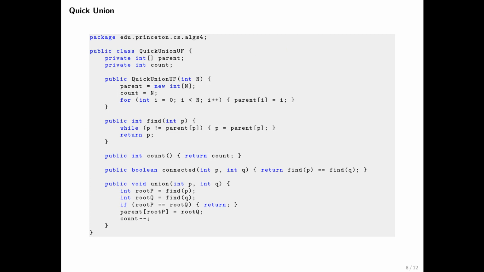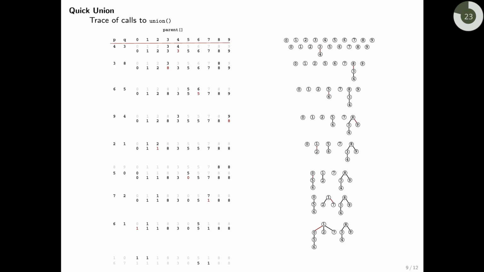Let's now look at a trace of calls to the union method from the quick union implementation of the UF API. So here what we are looking at is the parent array. Okay. And initially, this is how it's initialized. The parent of 0 is 0, parent of 1 is 1, 2 is 2, and so on, all the way up to 9. The parent of 9 is 9. And then we get a pair such as 4, 3. All right?